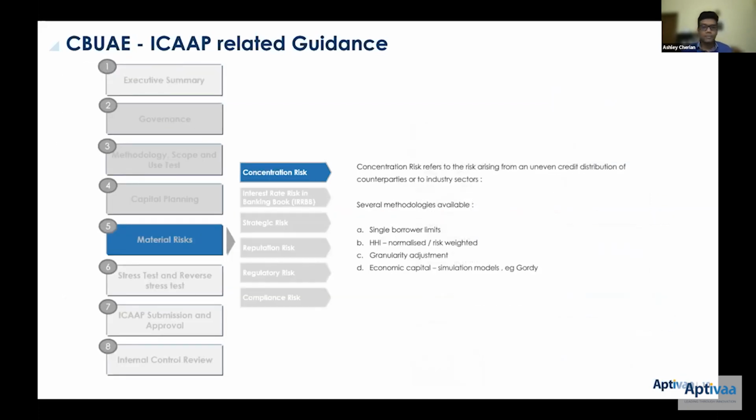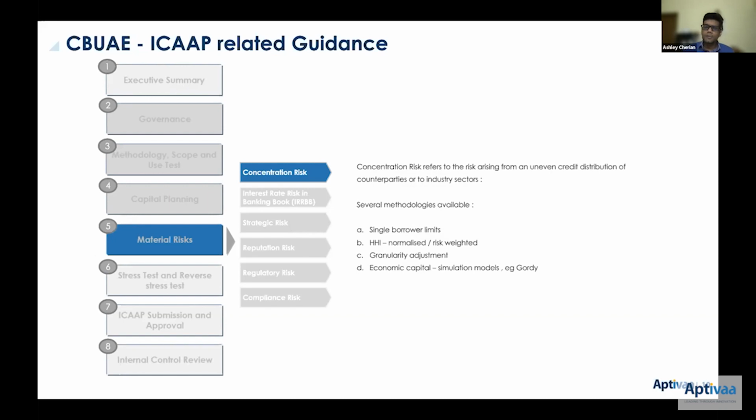Concentration risk, very briefly, again, anyone who's a practitioner is fully aware. A lot of methodologies are available. You could do anything from single borrower limits to an HHI based approach, to a granularity adjustment based approach, to a slightly more sophisticated economic capital or a simulation model, something that uses what is referred to as the Gordy methodology, which is to look at the Basel II ASRF framework and to rebuild that formula from scratch, relaxing certain constraints that the Basel ASRF formula calls for.